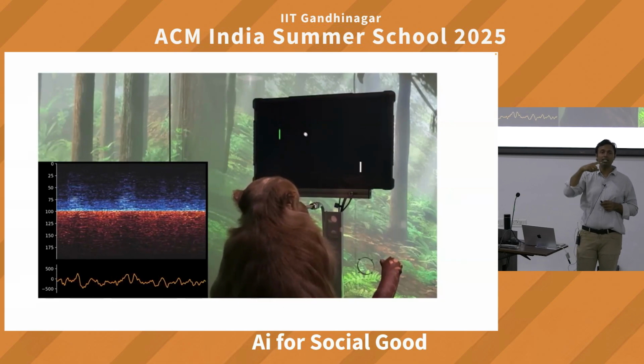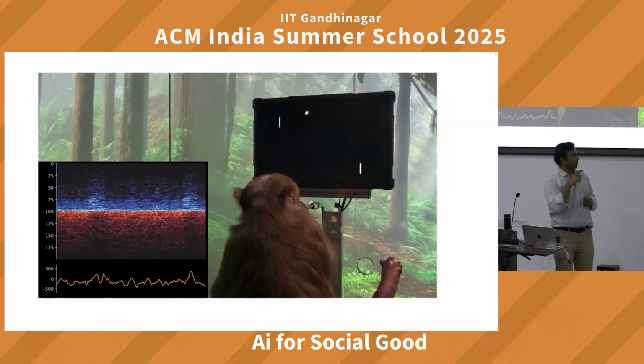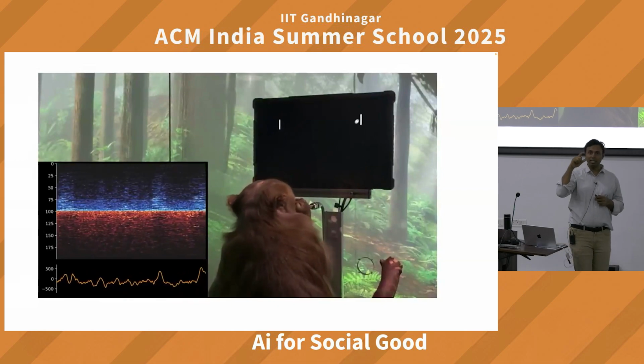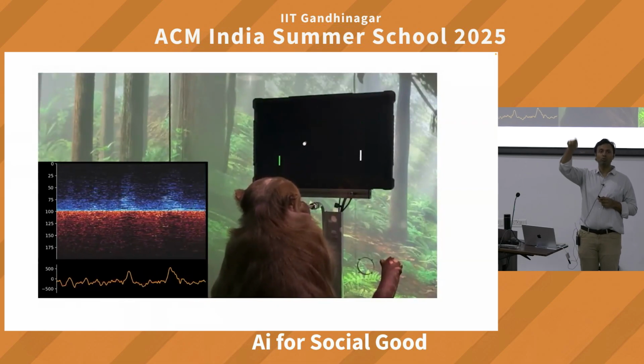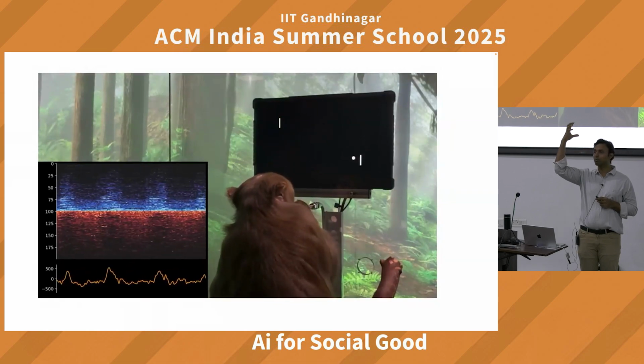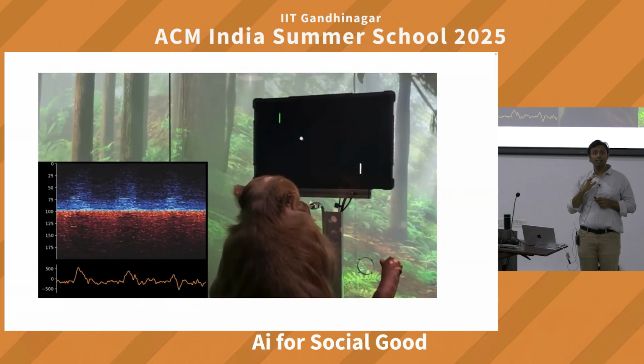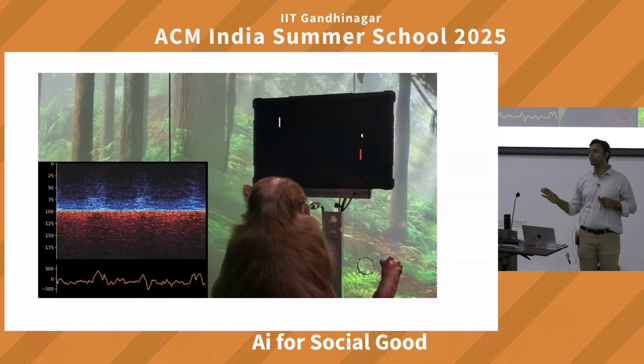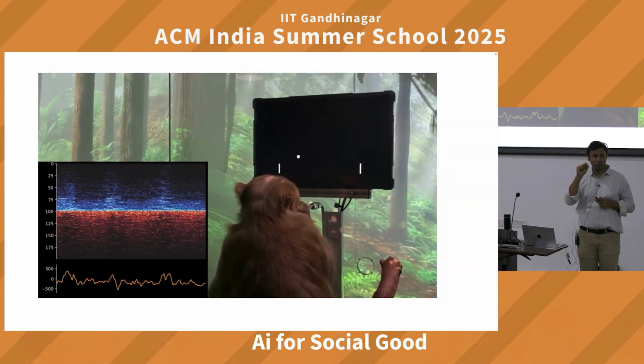Now on the left, what you see is brain neural activity that it's using to decode where to move. And this is from the motor cortex of the monkey, which is responsible for motor commands. The monkey is just thinking about movement, not moving any of the hands. It's just focusing on the juice now.